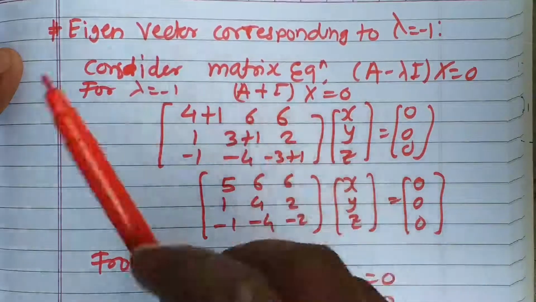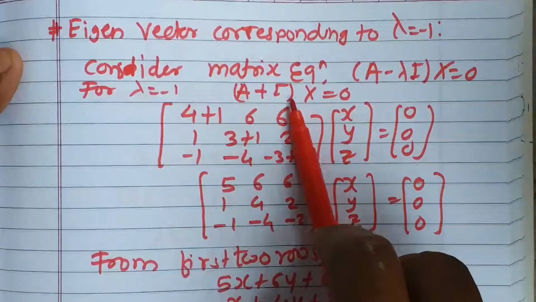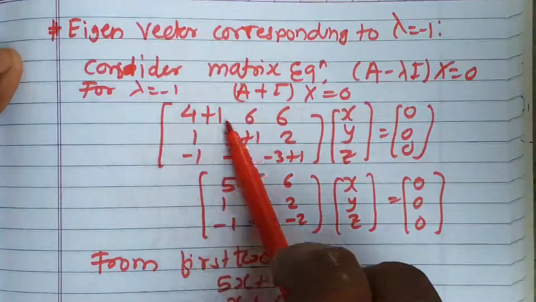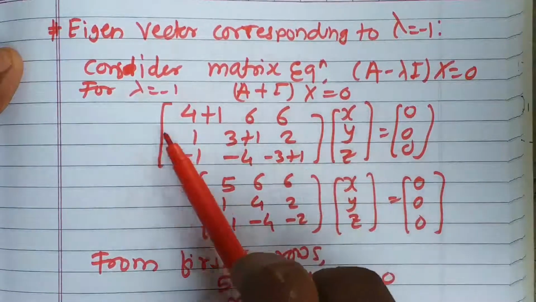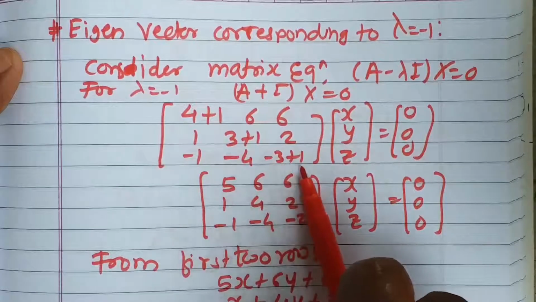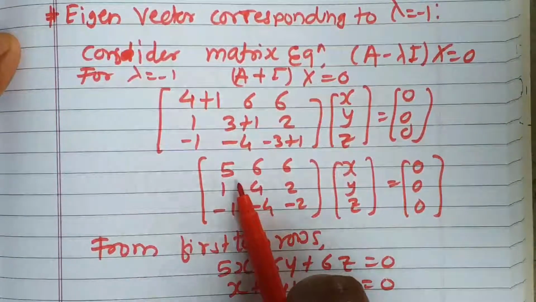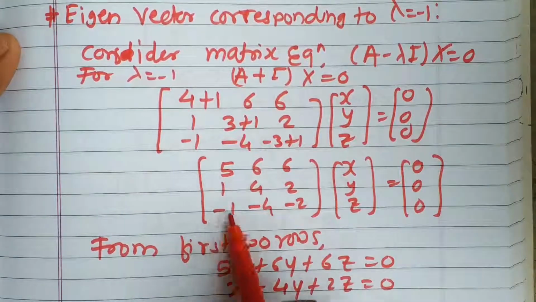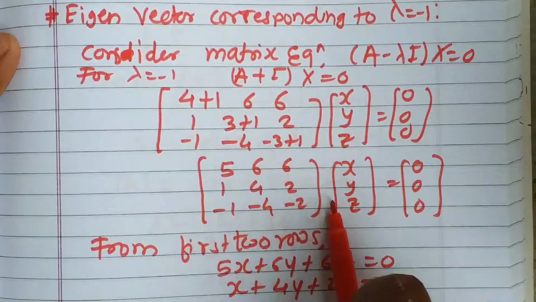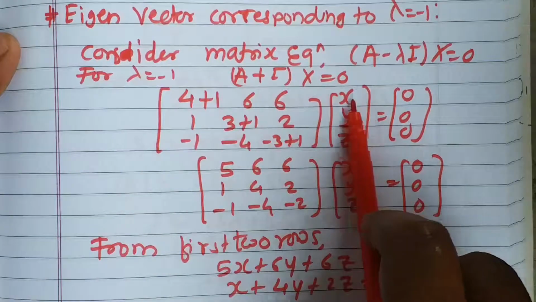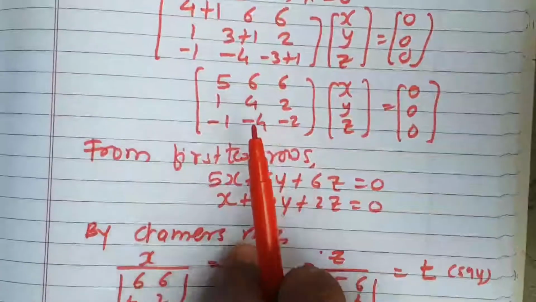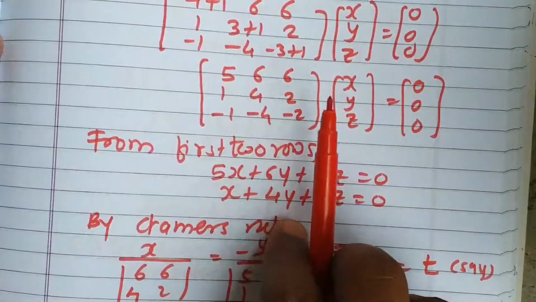What is A plus I? Your given matrix plus the identity matrix. In the identity matrix, diagonally we have 1, 1, 1, so that 1 will get added to the diagonal entries: 4 plus 1, 3 plus 1, minus 3 plus 1. So you will finally get the matrix A plus I equal to [5 6 6; 1 4 2; minus 1 minus 4 minus 2] times [x y z], where capital X I have replaced by x y z, equal to 0. So this is a homogeneous system. After solving this system, we will get the eigenvector.